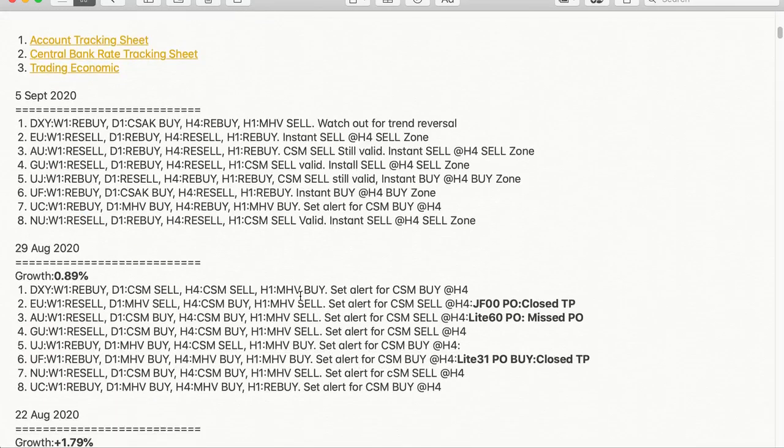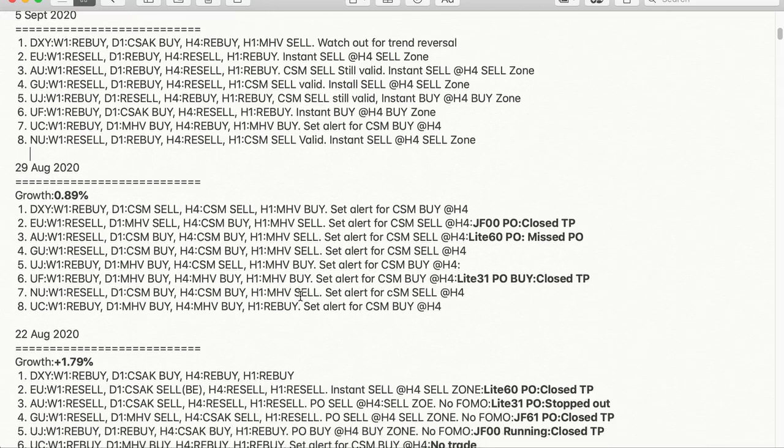Let's look at last week's trade. Last week was the first week of September, NFP week. Our account growth was 0.89%. We only took 3 trades last week, and 2 of the trades were closed with TP. One closed with decent TP, the USD CHF, and we closed Euro USD on Friday with minimal profit. And for AUD USD, we entered the PO, but it missed. So this trade is a missed trade. As you can see, even with very small trades, minimal effort, we can have some growth in our account.